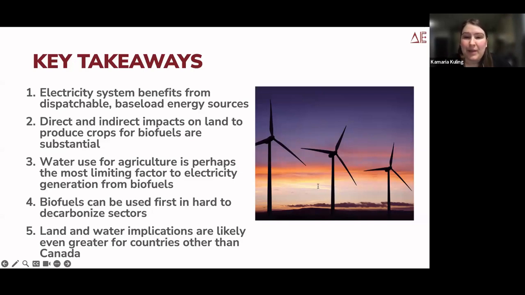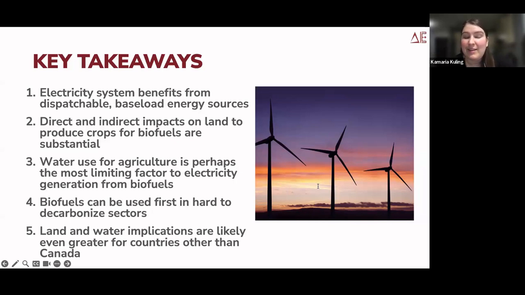And number 3, water use is probably the most limiting factor for using biofuels for electricity generation. And then number 4, given that limited availability of water and also land for biofuels, it is likely that any biofuels should be used to decarbonize those hard to decarbonize sectors prior to using them for electricity. It's not the most efficient use of it.